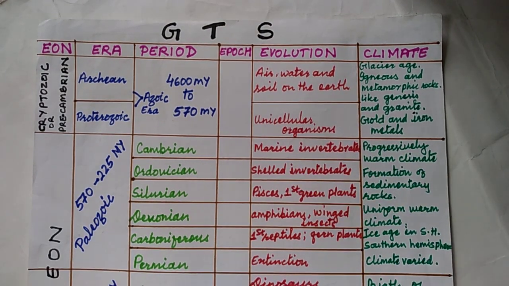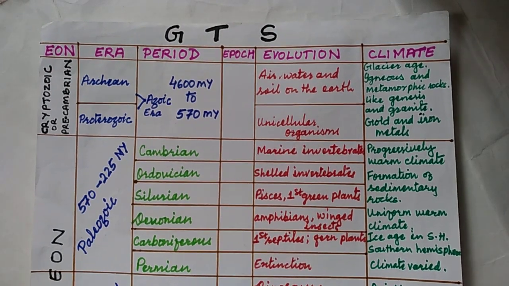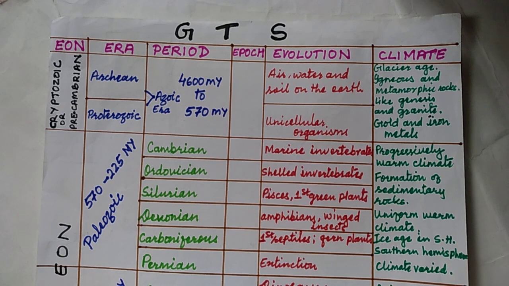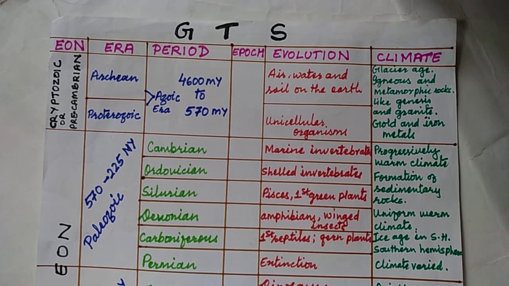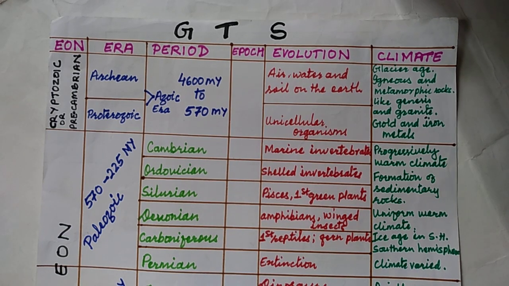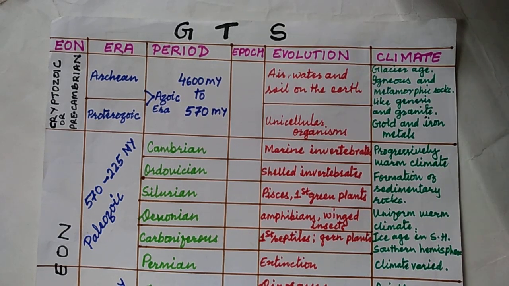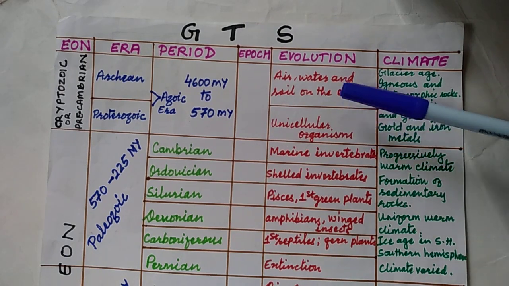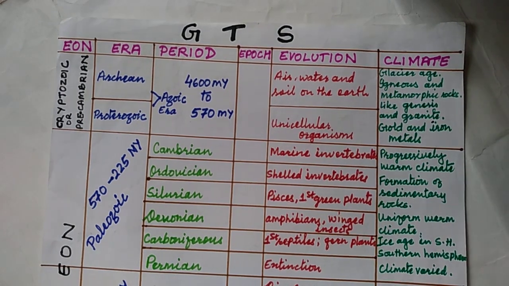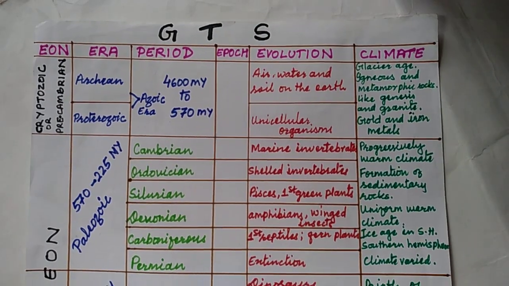Actually, the geological time scale would be upside down because the most recent ones are on the topmost layer. Depending on which one is the youngest and which one is the oldest, according to the strata or the layers in the sedimentary rock, the geological time scale is made. But in order to make the study easier, it is written with the oldest one at the top and the latest one at the bottom.